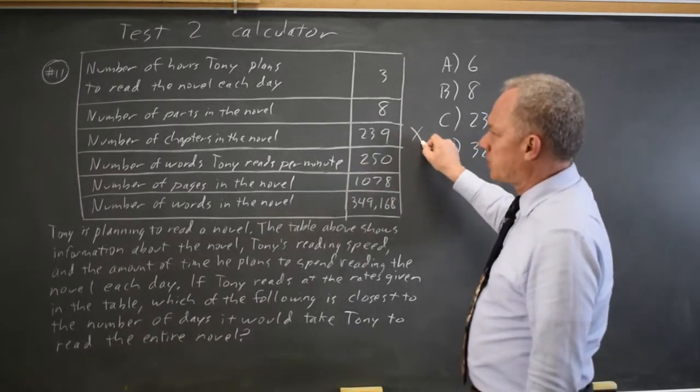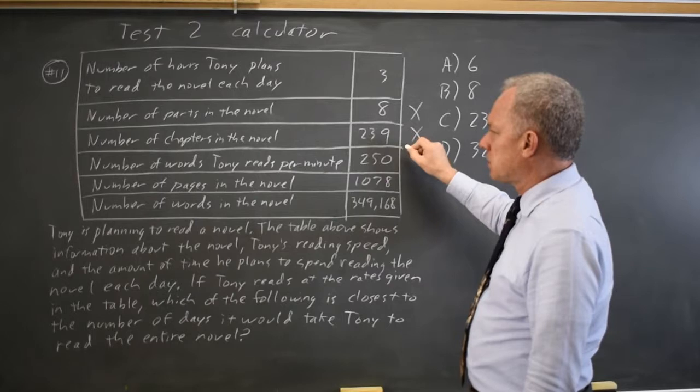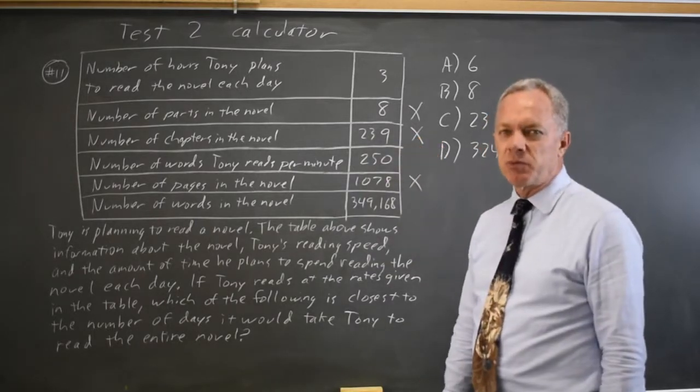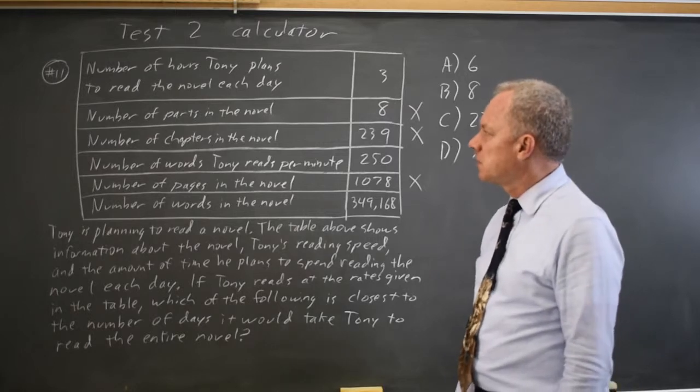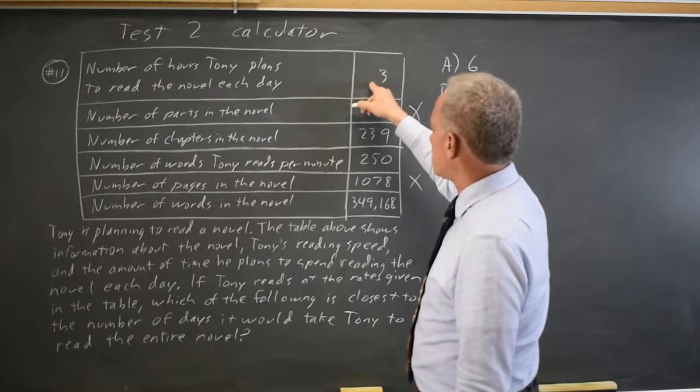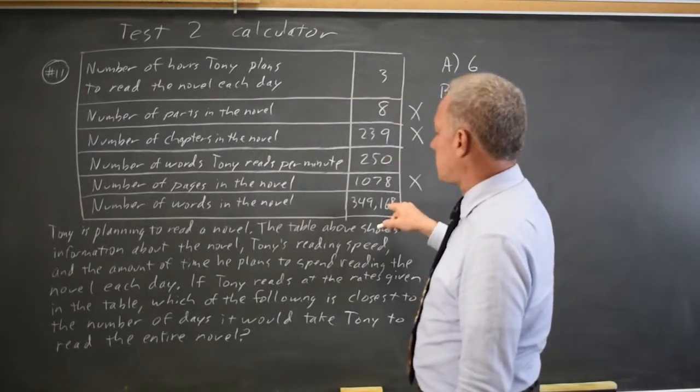We don't need to know the number of chapters or the number of parts. We don't need to know the number of pages because we don't get a relationship between pages and Tony's reading speed. What we do need to know is hours per day of reading, words per minute, and total words in the novel.